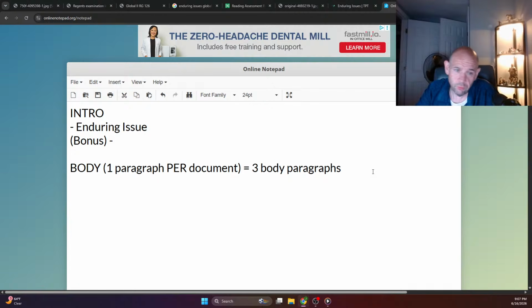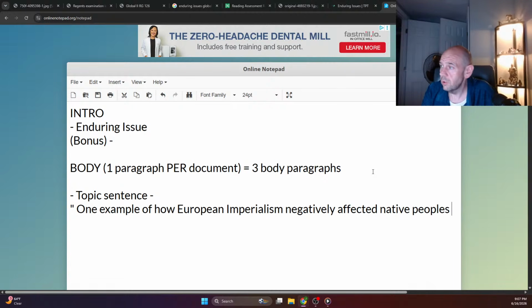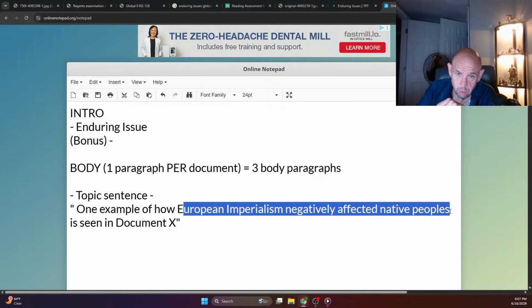So, 3 body paragraphs. The way I always structure my paragraphs, and I think this remains true. Number 1, very important, you want a topic sentence. Now, a topic sentence in this case should be something along the lines of, all right? This is like an example. One example of how European imperialism negatively affected native peoples is seen in doc, whatever number it is. Okay. Now this here would be my enduring issue.